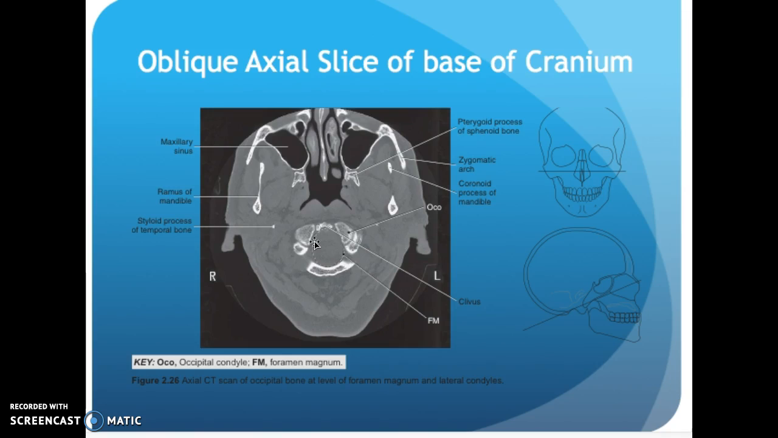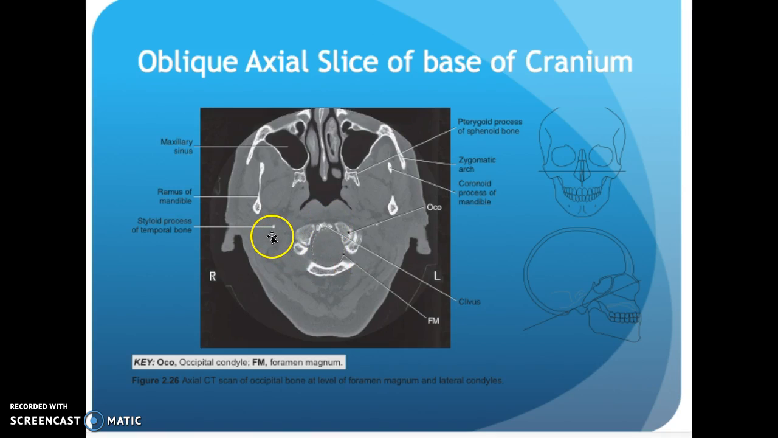So this is an oblique view of the CT. You can see it coming through right here, and this is the level that it is at over here. So we're looking at basically the floor coming through here. Here's your pterygoid process with your coronoid process of your mandible here. This is your occipital condyle, and here's your foramen magnum. This is a piece of your clivus there.